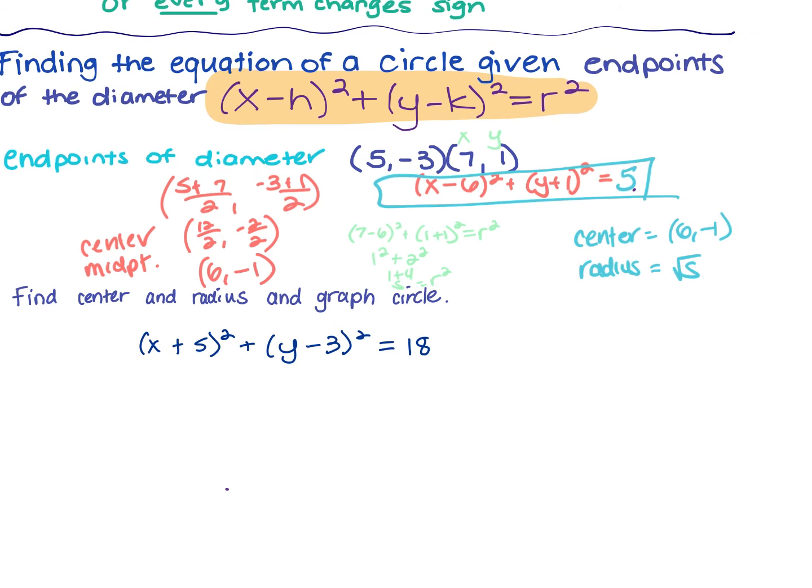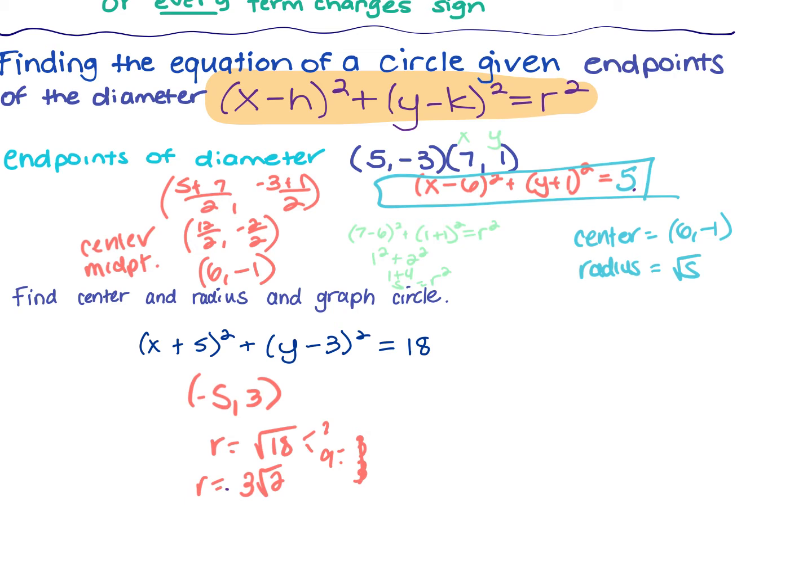Then came find the center and the radius from the equation and then graph the circle. So this would be at negative 5, positive 3. And my radius would be the square root of 18. Can I leave it like that? No, you have to simplify this. This is 2 and 9, which is 3 and 3. 3 goes to the outside, so my radius is 3 root 2.